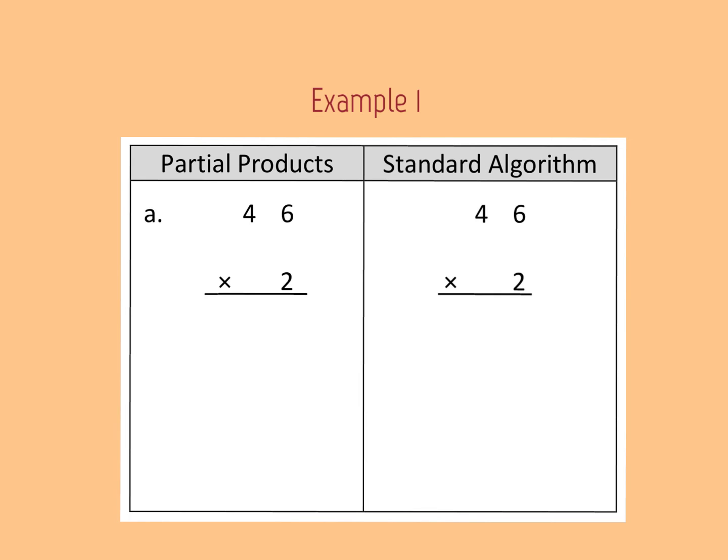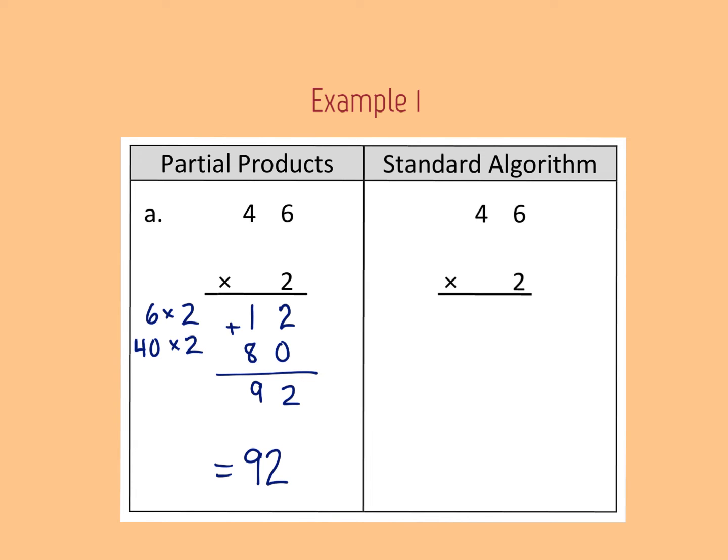First, for the partial products method, we would do 6 times 2, which equals 12, and then 40 times 2, which equals 80. And then you add the two products, and 2 plus 0 is 2, and 10 plus 80 is 90. So you get 92. 46 times 2 is 92.